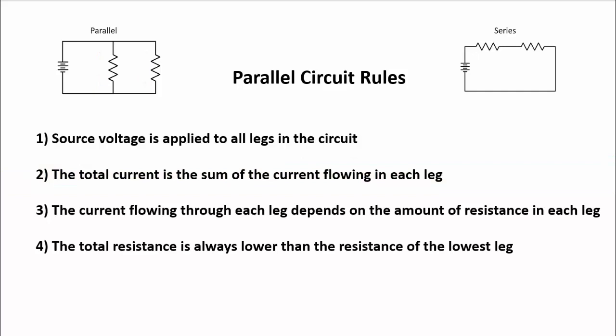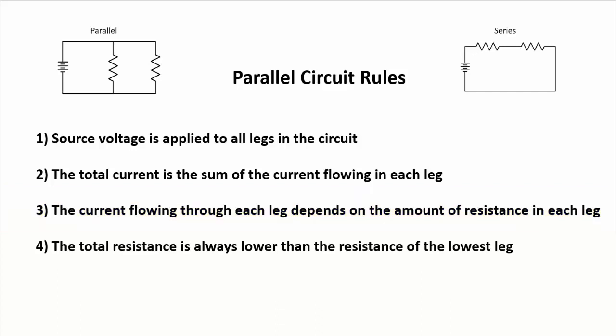Rule number 3, the current flowing through each leg depends on the amount of resistance in each leg. And what this means is that if I have one leg or one path in a parallel circuit that has a high resistance, that path will have a small amount of current flow going through it. Whereas if the other path has a lower resistance, that other path will have a higher current flowing through it. But keep in mind that the total current is always going to be the sum of the 2 paths, regardless of how much each path is contributing to the total.